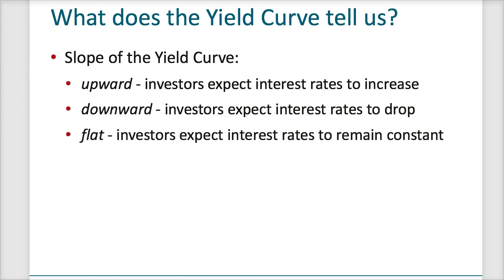What the yield curve tells us, as I was explaining before, is this: upward, investors are expecting interest rates to increase, generally meaning the economy is going to increase as well. Downward, investors are going to expect interest rates to drop, and that's going to be related to declining economic activity. And flat, investors expect interest rates to remain constant. Flat would be when the current rate is very similar to the long-term rate. So we could say a 5-year rate of interest of 3% is very close to a long-term rate of 3.05%.